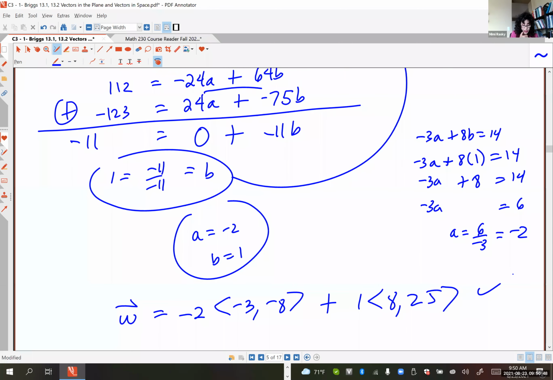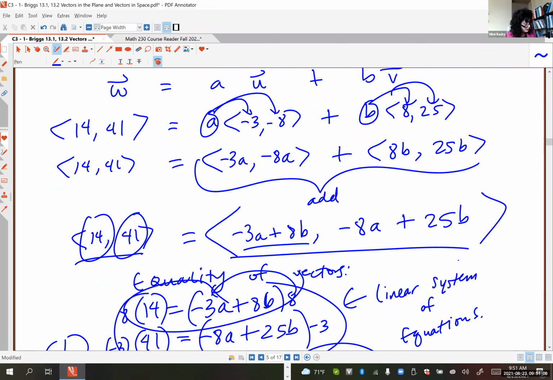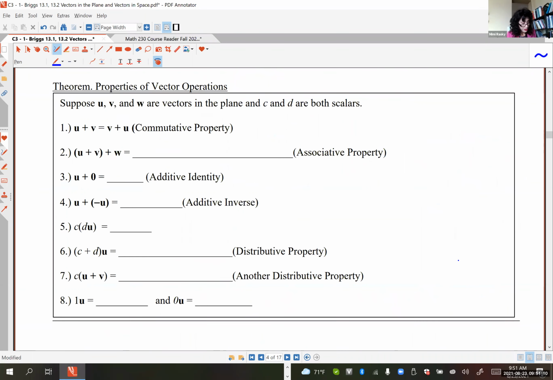Okay? So this was a multi-step problem that took a little longer than 2 minutes to solve, but it uses all of your knowledge that we just went over: vector addition, scalar multiplication, and then solving a system of 2 equations and 2 unknowns from your algebra days, okay? So let's do a theorem of properties of vector operations, and then we'll wrap this up for today.